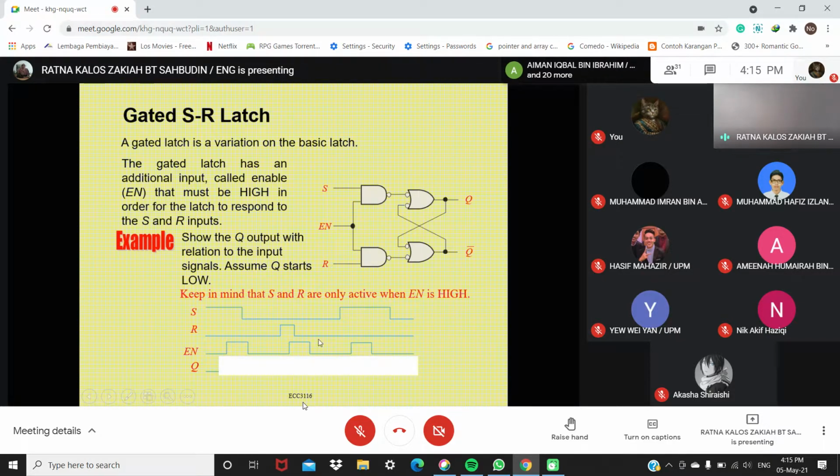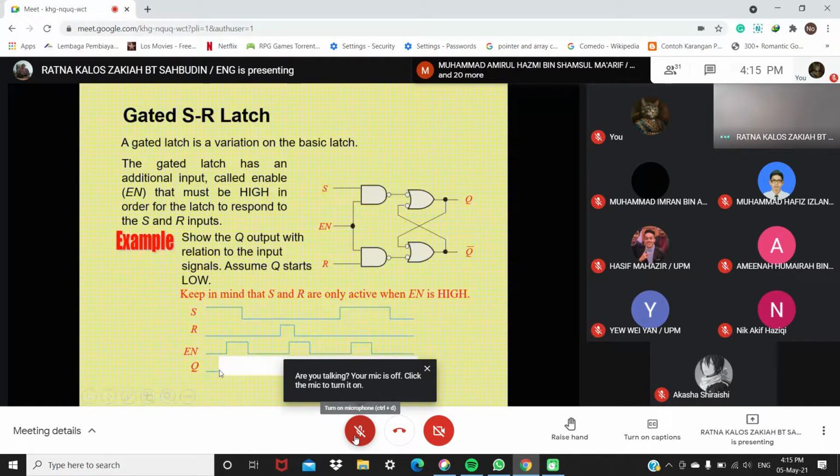So remember, the enable must be high. It's mentioned here, must be high in order for the latch to respond. So you can see here, this part is high. This part is also high. So how is the Q? The timing diagram for Q. You start with low. You see here low. Okay, at this point, this is high.